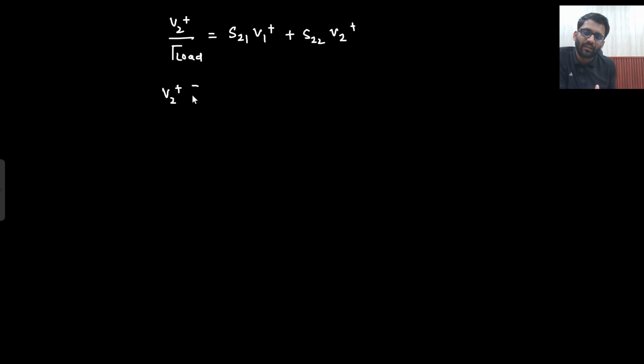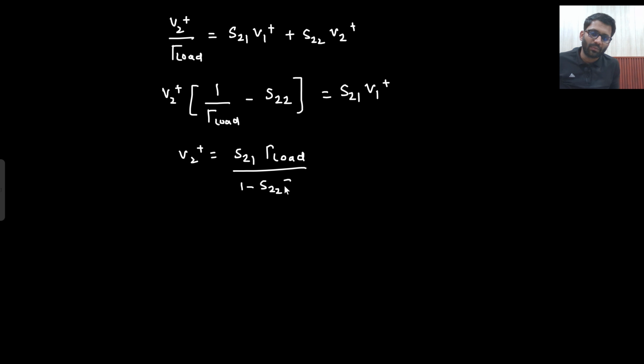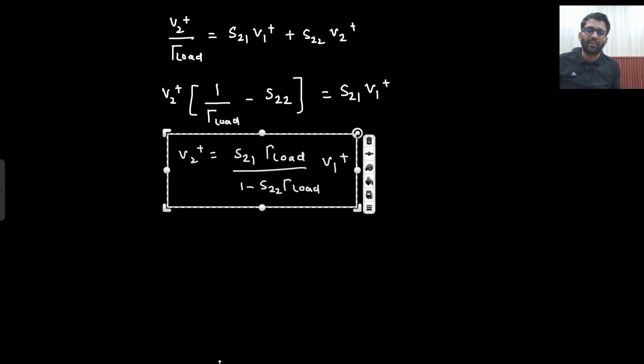So what are we getting? 1 by gamma load minus S22, times V2 plus, is equal to S21 V1 plus. So V2 plus is equal to S21 gamma load divided by 1 minus S22 gamma load, times V1 plus. So this is the new expression we are getting.